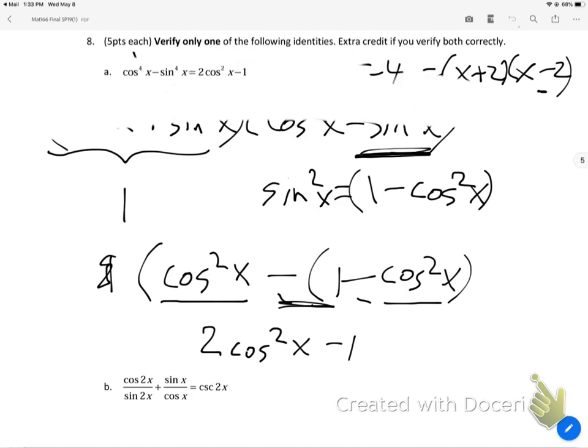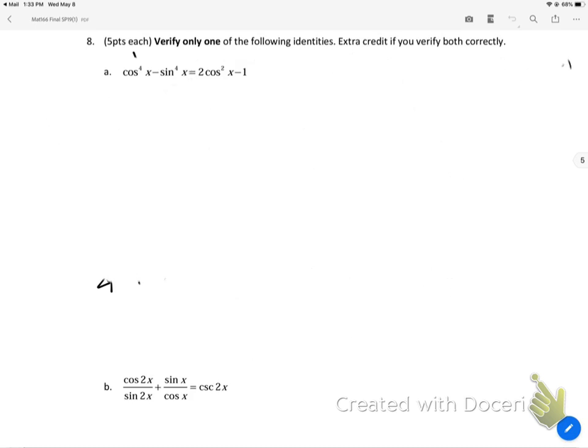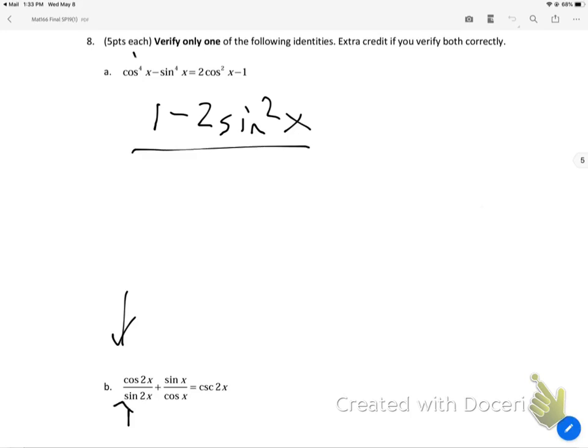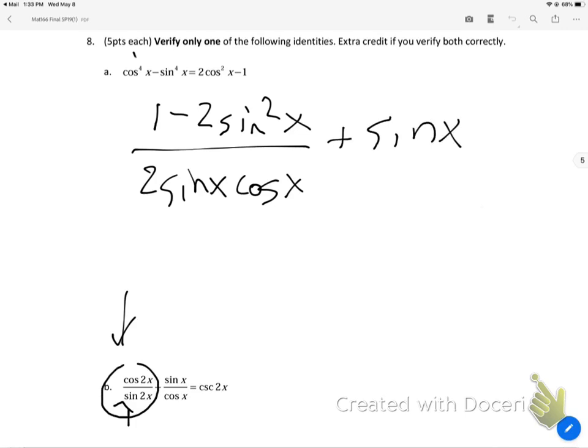Right, on to the next one. Let's erase all this and look at this bottom one here. Now, this looks like it's got some double angles in it, so you need to look at the double angle formulas for this. Cosine 2x is 1 minus 2 sine squared x. Sine of 2x is 2 sine x cosine x. So I've just done all of that. I still have plus sine x over cosine x.